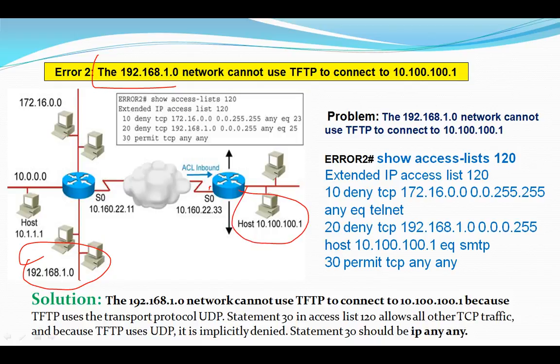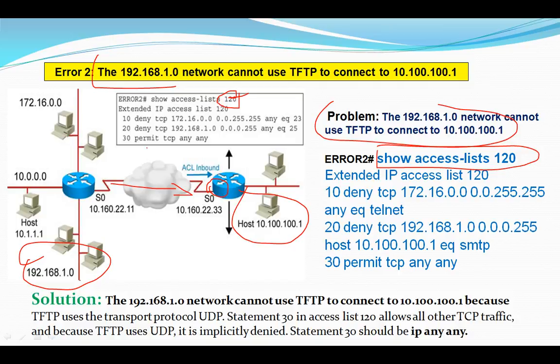So ACL is applied on this interface. This is my incoming inbound ACL. Again, the problem is the same as I told you. This is the error. Now I'm running this command, access list 120, which is my extended ACL, and this gave me this output.